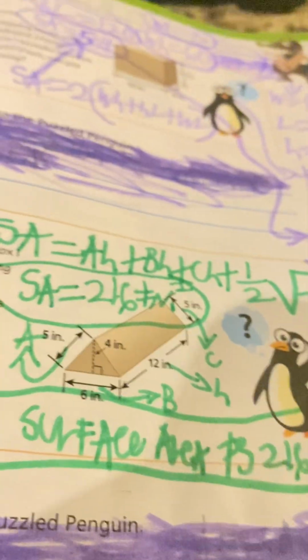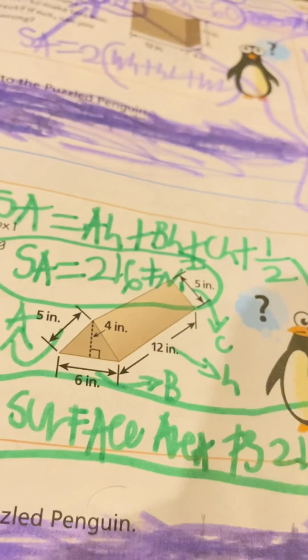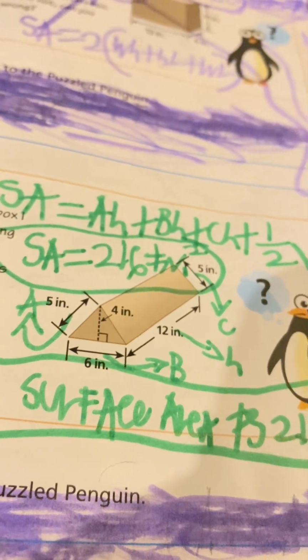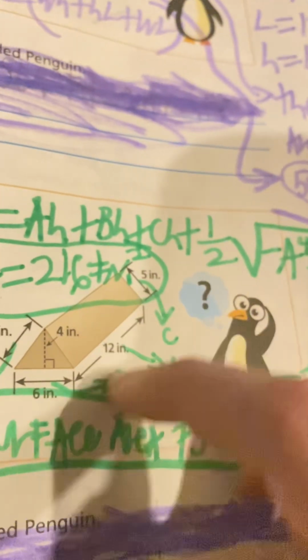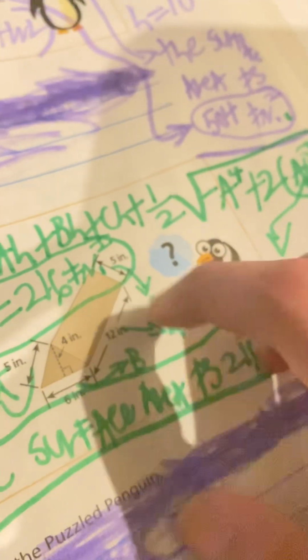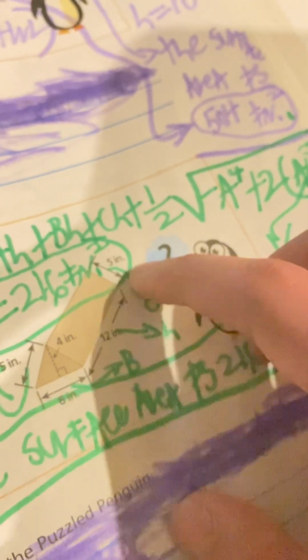Not 4 inches. Be careful. 4 inches is only the height of one of the triangular bases. So be careful. The height of the prism overall is 12 inches because we see that this makes a straight edge and this makes a straight edge. So we could say that this is 12.